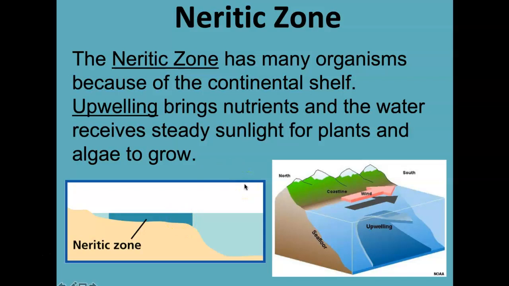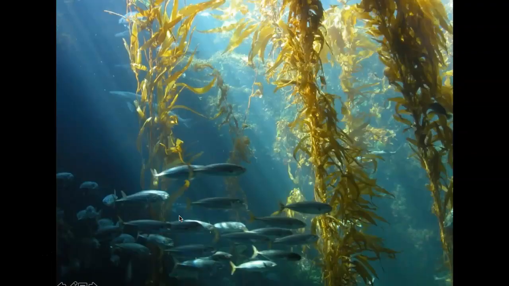This is going to be the location where upwelling takes place. So the neritic zone is fairly shallow, so it's going to be exposed to a lot of sunlight for the most part. And we're also going to have upwelling that takes place, pushing nutrients upward in the neritic zone from deeper in the ocean.